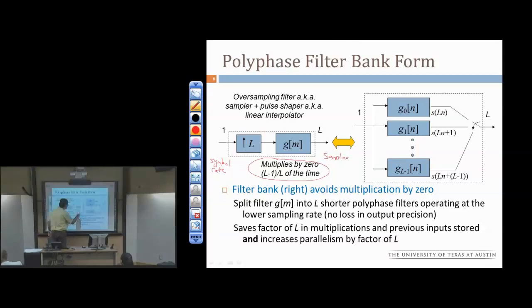So in this block diagram on the left, the filtering is done at the higher rate. But in the polyphase filter bank on the right, all the filtering is done at the lower rate, at the symbol rate. So I have just as much filtering to do and just as many coefficients to apply, but I do them at a lower rate, so I get a factor of L savings in the number of multiply accumulates per second.